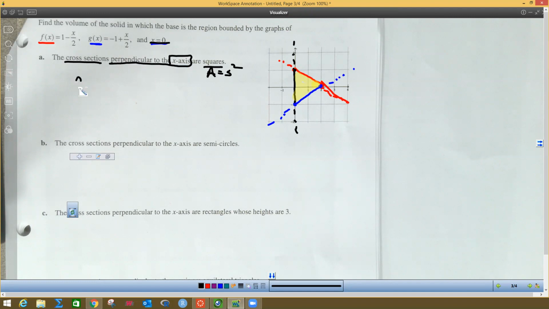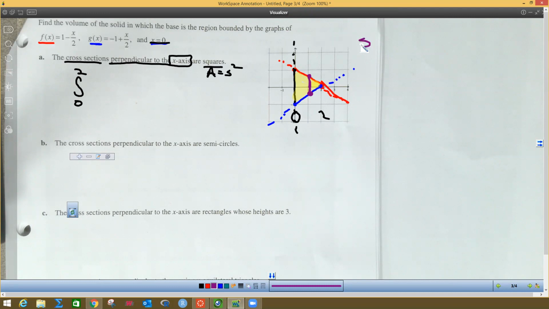So I'm going to have the integral, and it's the left place, which is 0 here, and they intersect over here at 2. So this is 0 to 2. And then I need to get a side of my square. Let's get a different color here. I'll use purple. So the length of my square is from this top function to the bottom function. That's the red one on top, blue on the bottom.